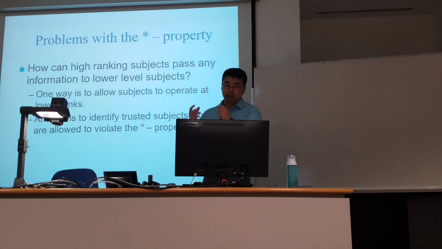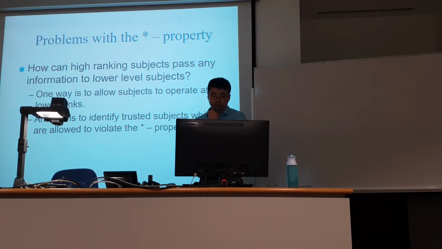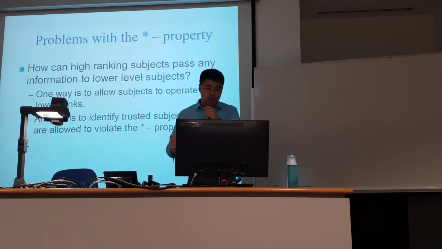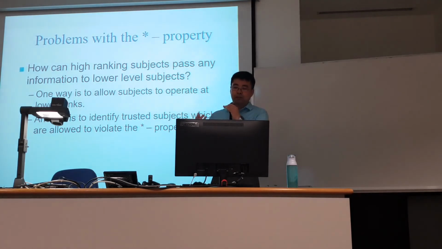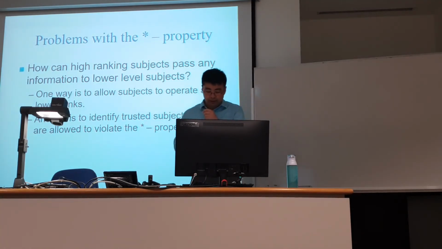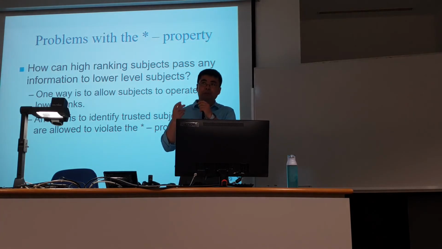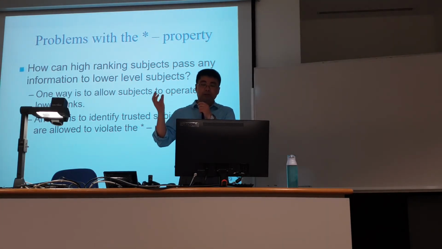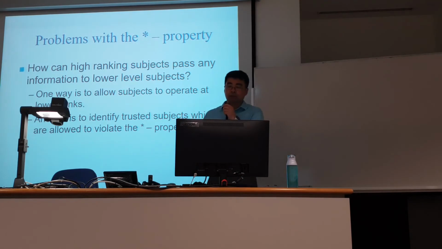If you remember in the BLP model, we define two levels for the subject: current level and default level. You can assign a current level lower than the default level. In this case, we allow this officer to write to a low-level object or pass information to low-level subjects. So one of the reasons we define the current level and the default level is to allow this kind of exception to be handled.